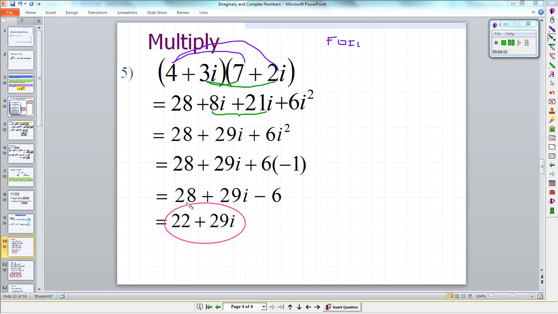So you can go ahead and combine the two real numbers. 28 minus 6 will give us 22, and the imaginary part 29i stays the same. So our product is a complex number. The real part is 22 and the imaginary part is 29i. So it's the sum of 22 plus 29i.